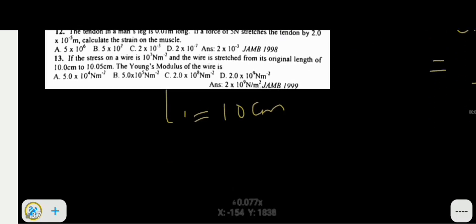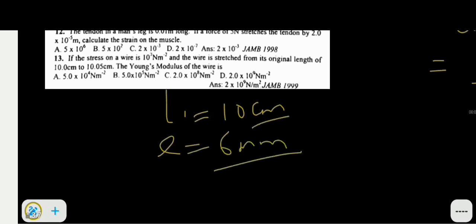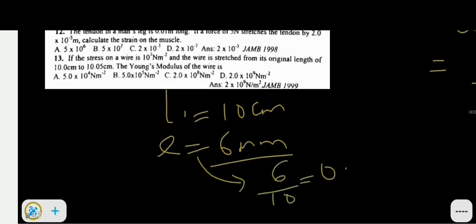Pick out the values from the question. So you can see that the natural length is 10 cm. So L1 is 10 cm. Then the load of 100 Newton causes it to stretch by 6 mm. So the extension, which is E, is 6 mm. But they are not in the same unit. You need to convert them to the same unit. So let's convert them to centimeter. To convert millimeter to centimeter, you divide by 10. So this extension in centimeter will be 6 over 10, which is 0.6 centimeter.